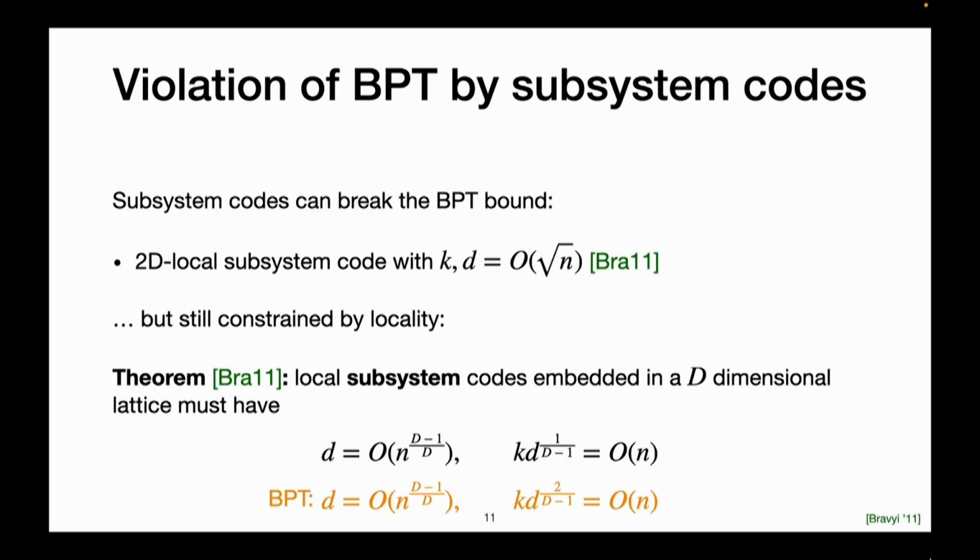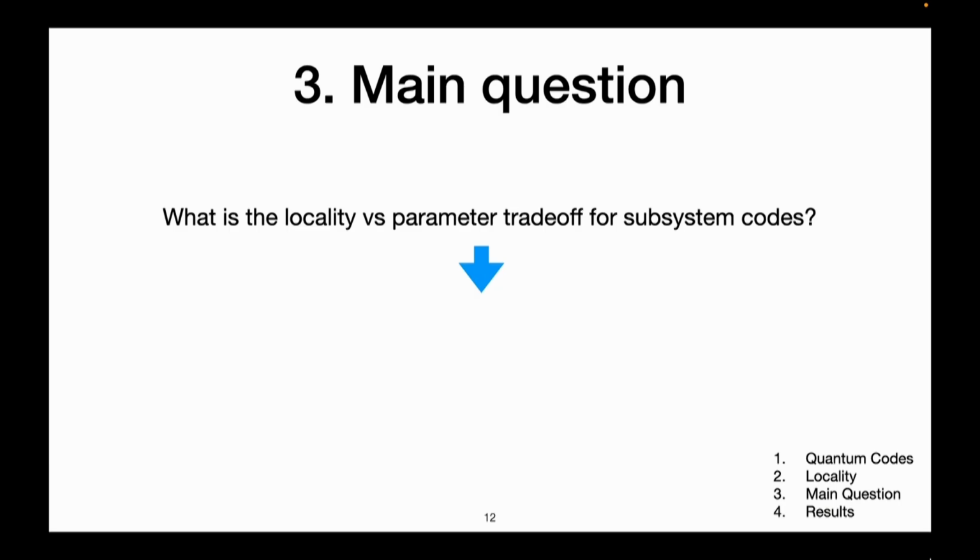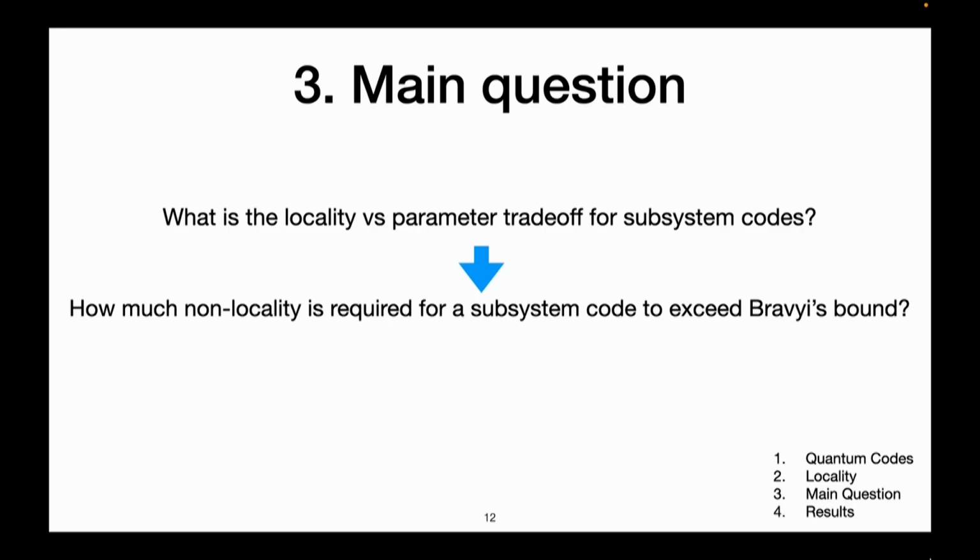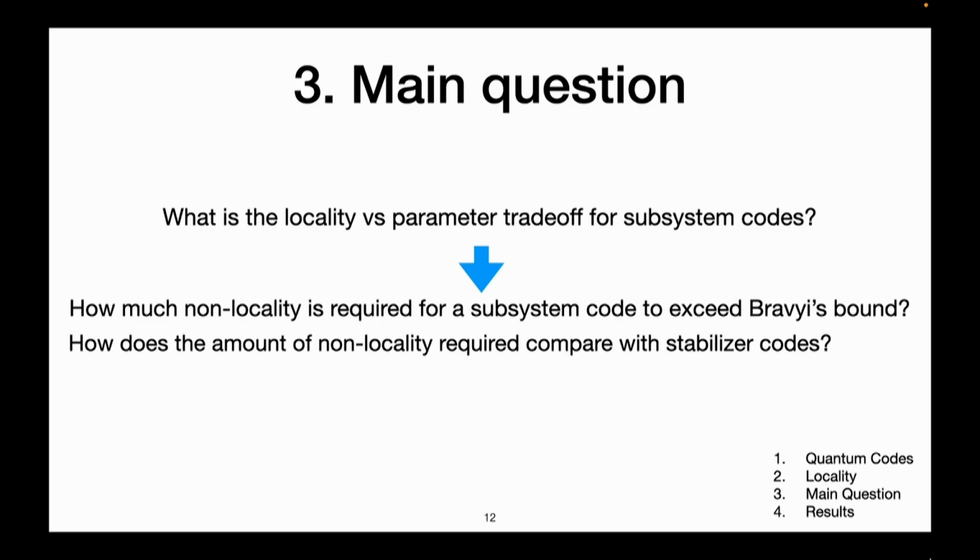And so this leads us now to our main question that we'd like to answer. Our main question is, what is the locality versus parameter trade-off for subsystem codes? So before we were able to find these optimal bounds for stabilizer codes, we'd like to see if we can do the same for subsystem codes. So specifically, how much non-locality is required for the subsystem code to exceed Bravyi's bound? And moreover, how does the amount of non-locality required compare with stabilizer codes?